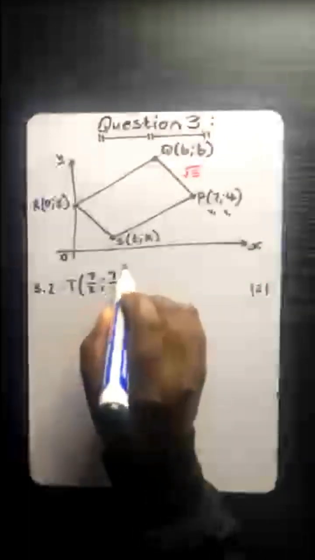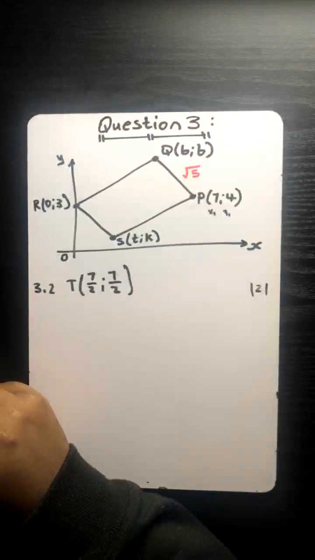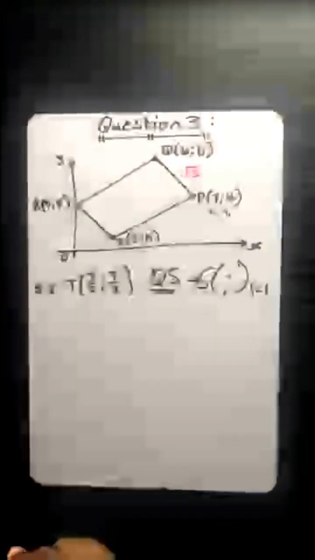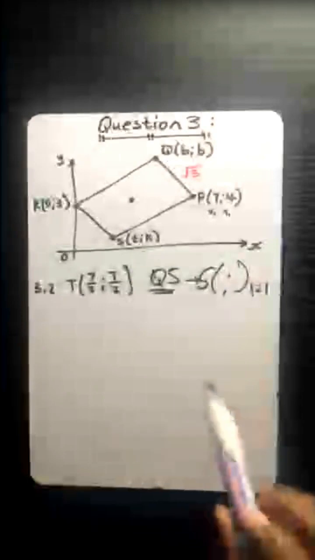So let's see. The next question says if T, they're saying if T is 7/2 and 7/2, if that point is the midpoint of QS, determine the coordinates of S. Now, already you can suspect that this point has to be somewhere in the middle, maybe somewhere there, such that from S to that point T, it's equal to from T to Q.